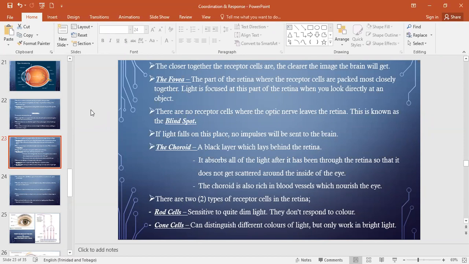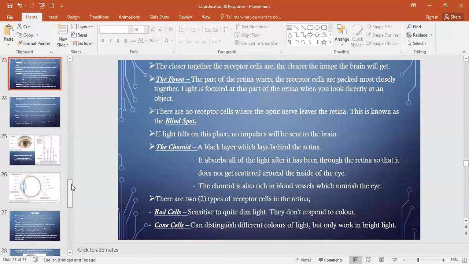But not only is it responsible for absorbing the rest of the light, it is also responsible for nourishing the eye, okay? So it contains rich blood vessels, which will give the eye the nourishment that it needs, all right? You all okay so far? Yes, miss. Wonderful.